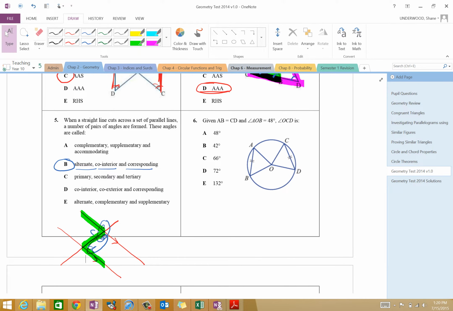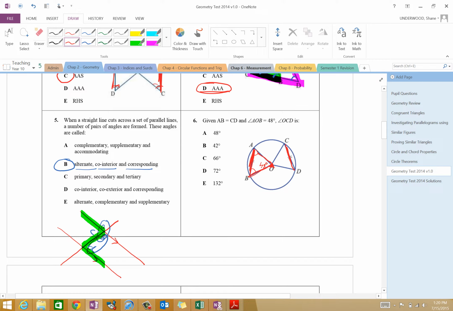Very good. Now, given that AB equals CD, what does that mean? It means that these lines here are the same length. AB and CD. What do you notice then? We're talking about this being the centre of the circle. What can you tell me about these two lengths here? They're going to be the same. Would you agree that these angles are the same? Yes? Now it says angle AOB is 48 degrees.